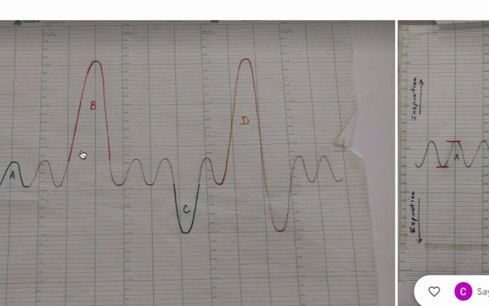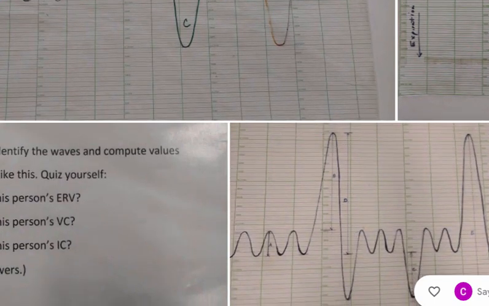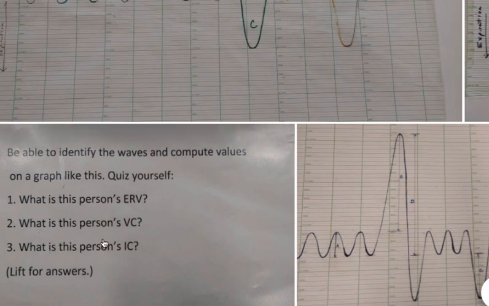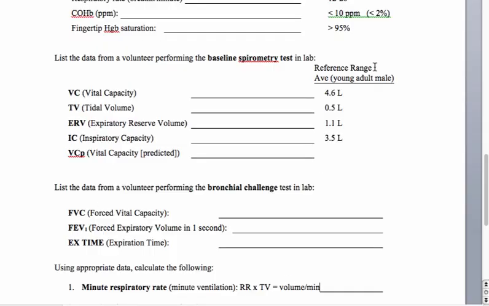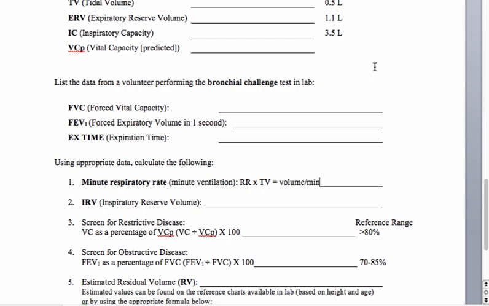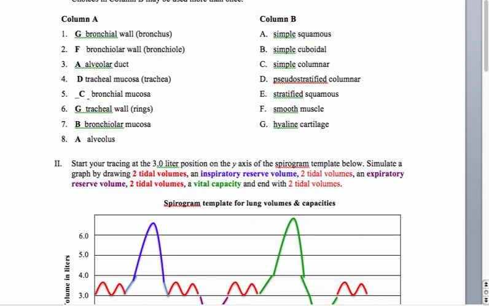So 2 tidal volumes, inspiratory reserve volume, 2 tidal volumes, expiratory reserve volume, and then we have that vital capacity here. And so when we're looking at all of those, you want to be able to know what they are and then be able to calculate things. So for example, what is this person's ERV, the vital capacity, the inspiratory capacity, when we are looking at those. Remember to look through your lab packet then at the different types of measurements. You'll want to know the ABG values and go from there.